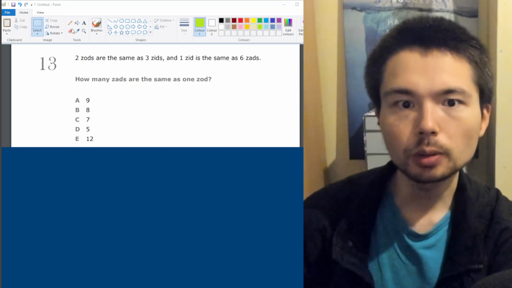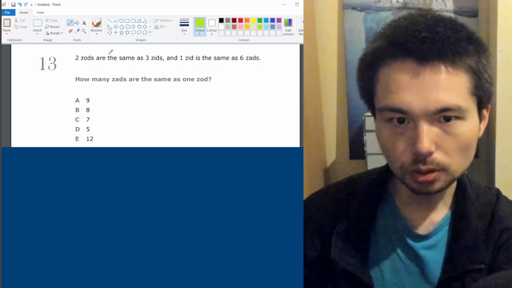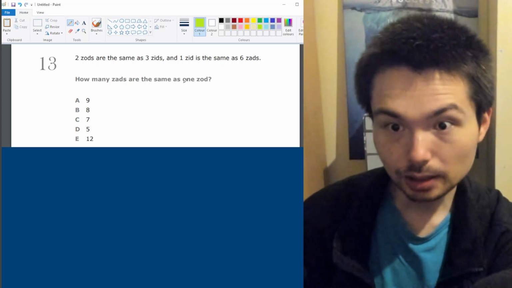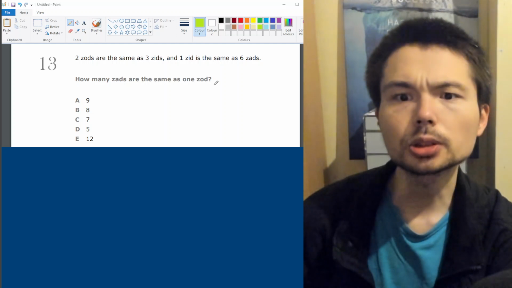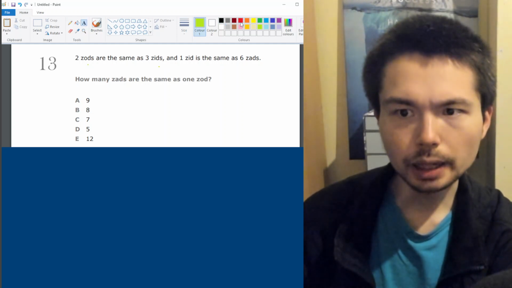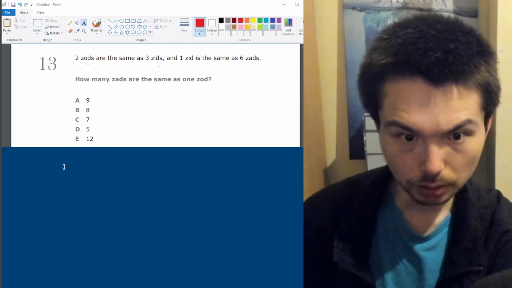Here we go. Question 13. 2 zods are the same as 3 zids and 1 zid is the same as 6 zads. How many zads is the same as 1 zod? You see these, I'm just going to change the letters. 2a is equal to 3b. That's what I'm going to write there.